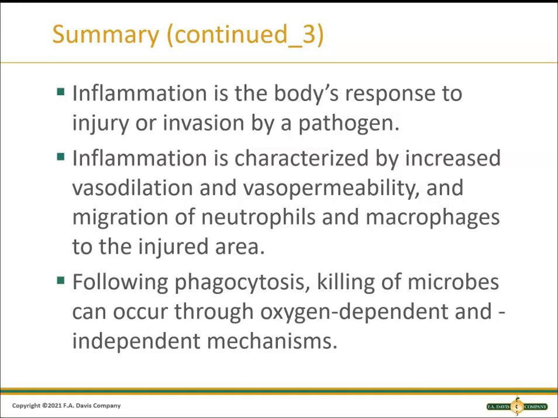So inflammation involves vasodilation and increased vascular permeability, which allows the macrophages, neutrophils, and others to migrate to the injured area, start doing phagocytosis, and kill pathogens using the HMP. The hexose monophosphate shunt is an oxidative burst, so it's an oxygen-dependent and independent mechanism that is used to kill bacteria if we need to.